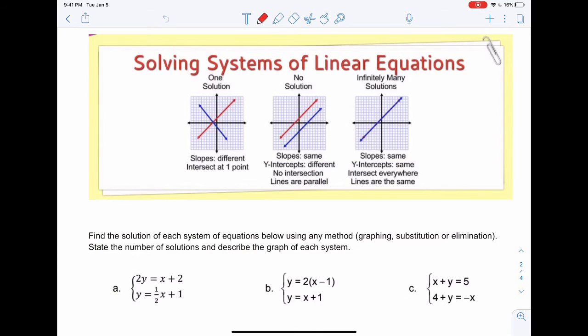Let's do some example problems. Find a solution of each system of equations below using any method: graphing, substitution, or elimination. State the number of solutions and describe the graph of each system.